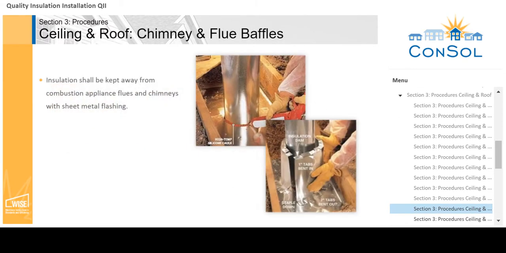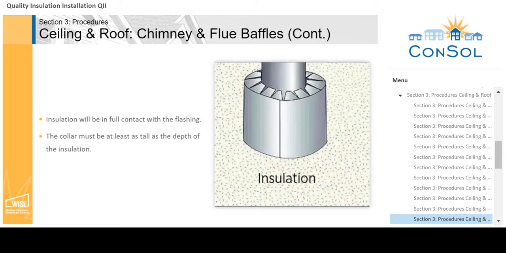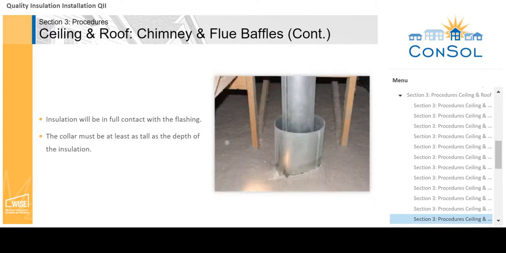Insulation shall be kept away from combustion appliance flues and chimneys with sheet metal flashing. A clearance of 1 inch for double wall flues and 6 inches for single wall must be maintained, or be in accordance with the flue manufacturer's installation instructions or labels on the flue. The flashing shall be sealed to the surrounding framing with fire-rated caulk or foam. Insulation will be in full contact with the flashing and the collar must be at least as tall as the depth of the insulation.